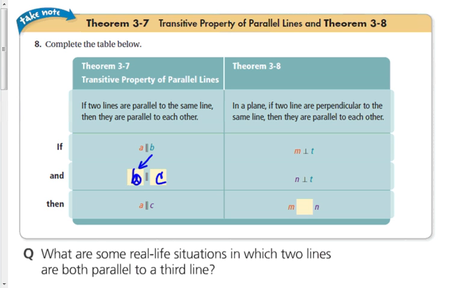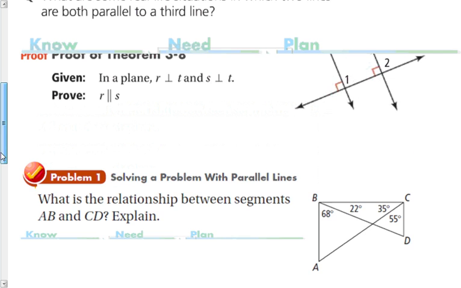And theorem 3.8, in a plane, if two lines are perpendicular to the same line, then they are parallel to each other. So here we have two perpendiculars, and then we get two parallel lines. I actually want a name for this instead of theorem 3.8, because that doesn't work out very well for us. So I think we're going to call this the two perpendiculars equals parallel theorem. All right, so let's go ahead and use those.